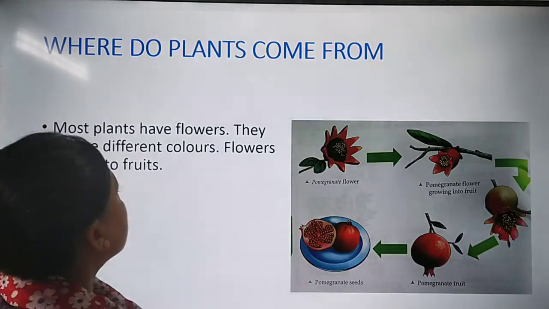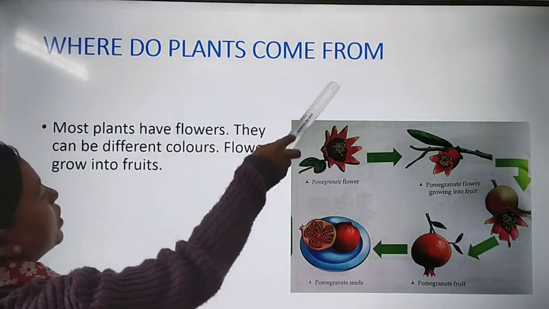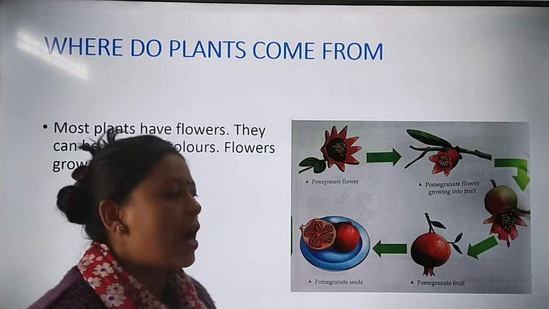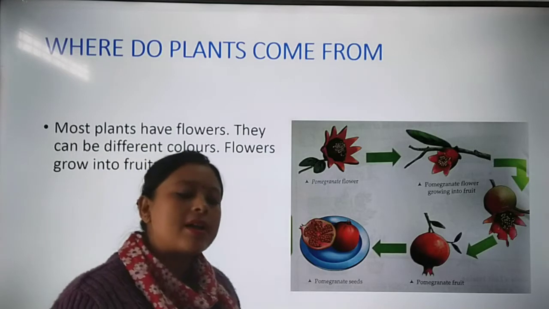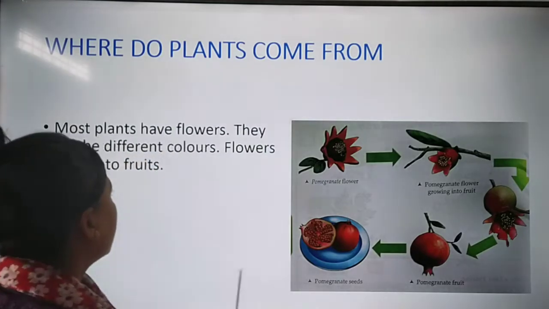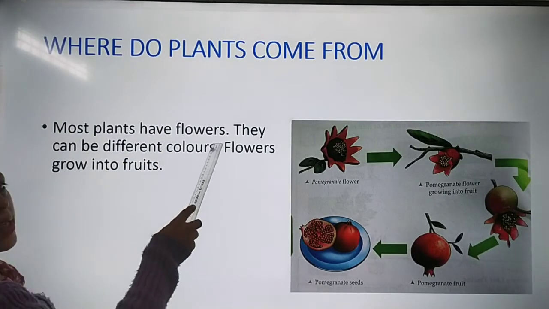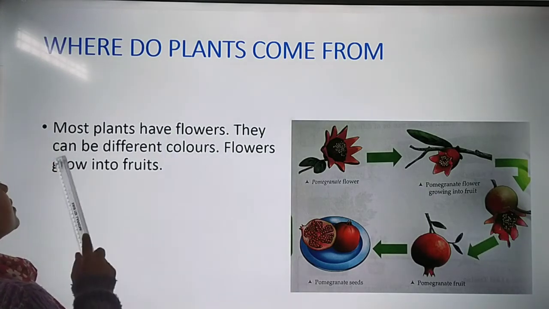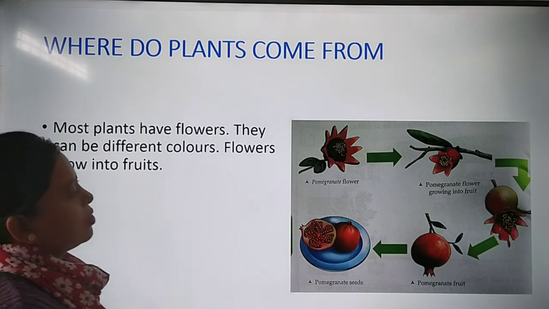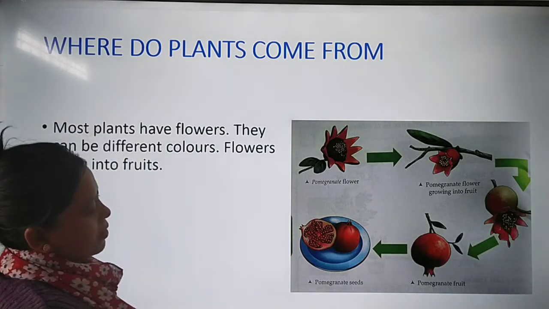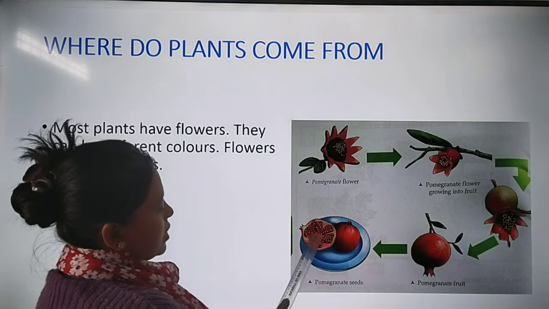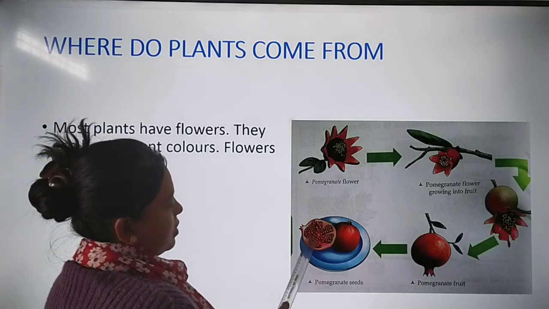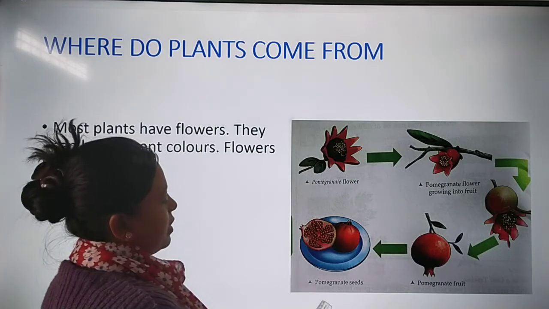Now next one is, where do plants come from? Now, we have studied about parts of the plant. Now, where do that plants come from? Most plants have flowers. They can be different colors. Flowers grow into fruits. So this is an example. This is pomegranate seeds, okay? And as you can see in the picture, this is seeds of a pomegranate.